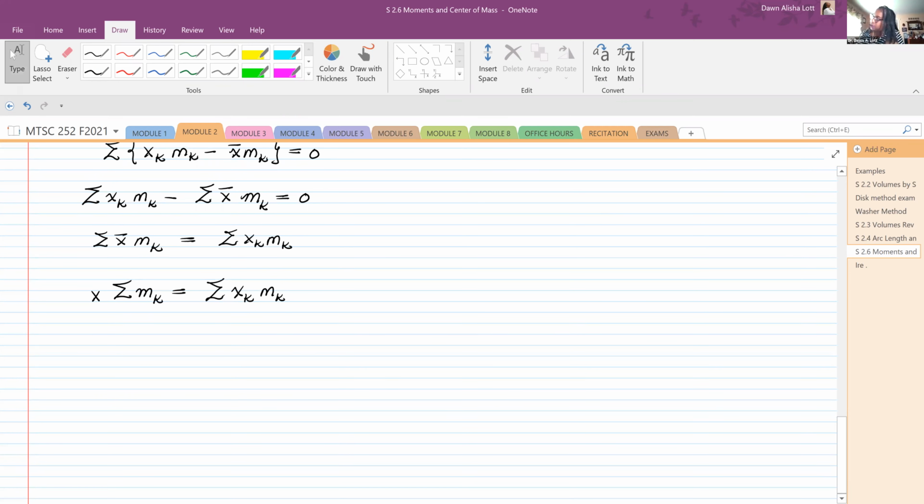So the center of mass X bar for the system is the sum from K equals 1 to N of XK MK, divided by the sum from K equals 1 to N of MK. Now, the top is just the system moment. So this part is the system moment.